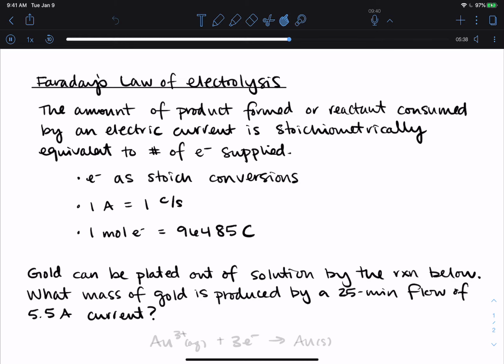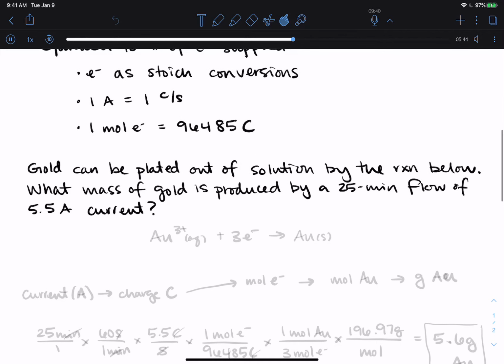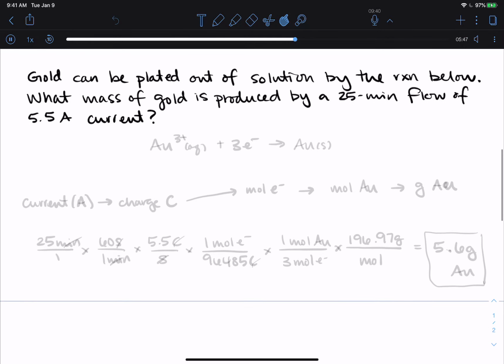So our practice problem says gold can be plated out of solution by the reaction below, which I'll give you in a second. And the question is, what mass of gold is produced by a 25-minute flow of 5.5 amp current? And the reaction that we're going to look at is gold 3 plus, aqueous, plus 3 electrons, turning into gold as a solid. All right. So we do have everything that we need here. We are asked for a mass of gold, so grams of gold.